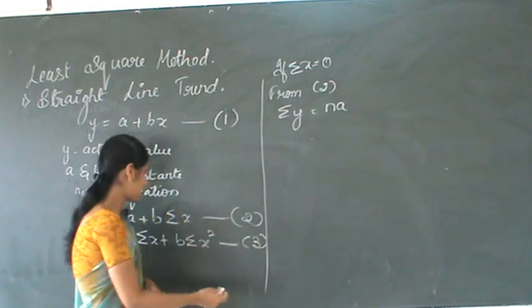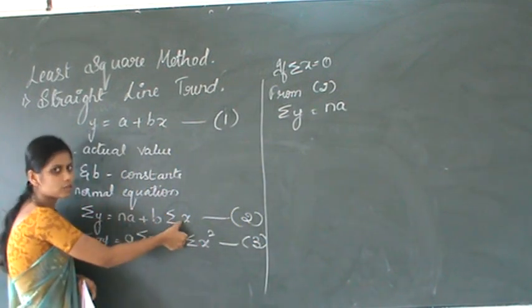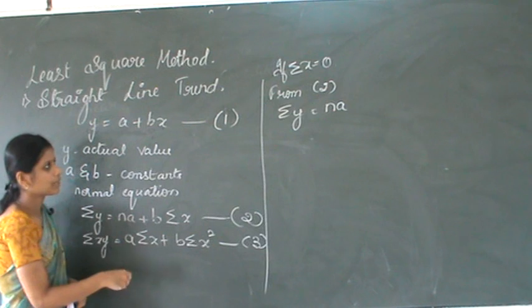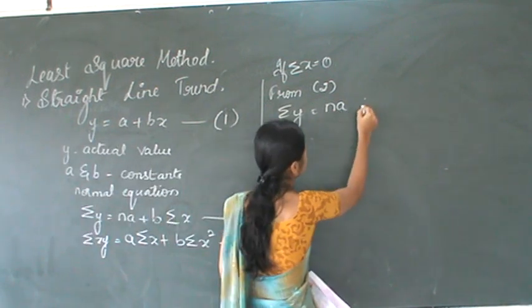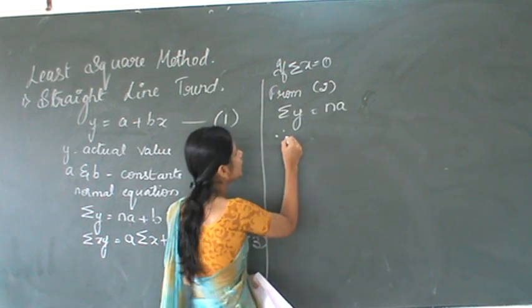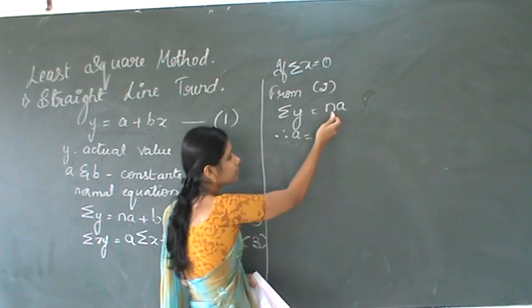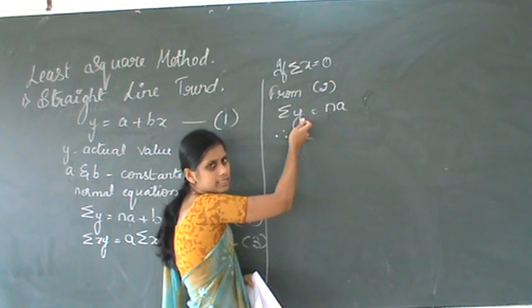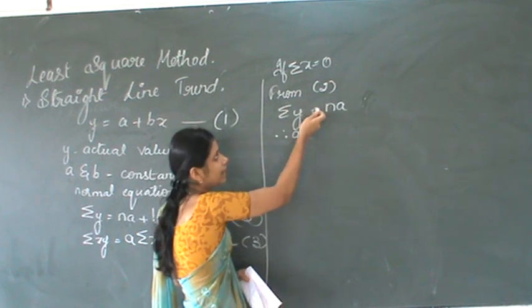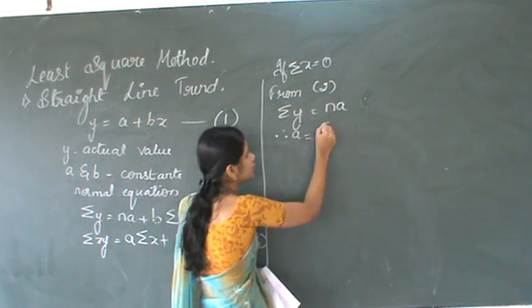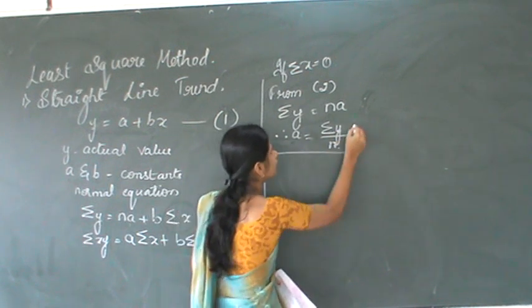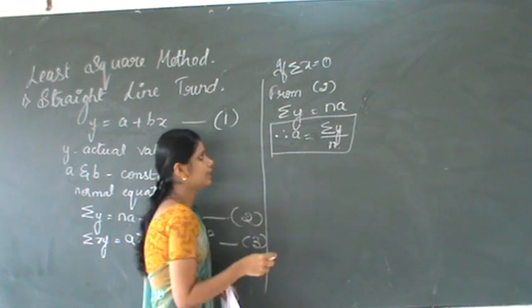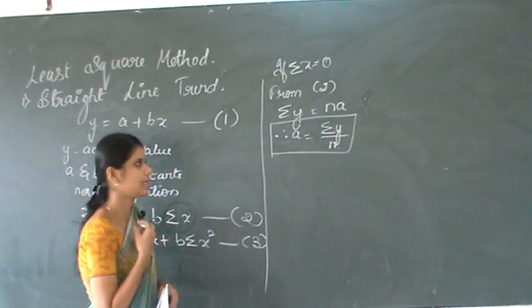Summation of y is equal to na plus b summation x. Summation x will be 0, so 0 into b will be 0. So from this we can find the value of a. Therefore a is equal to summation of y divided by n. So we got the value of a.